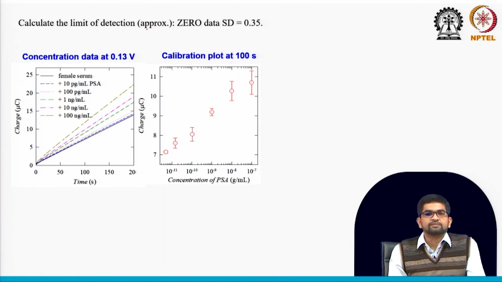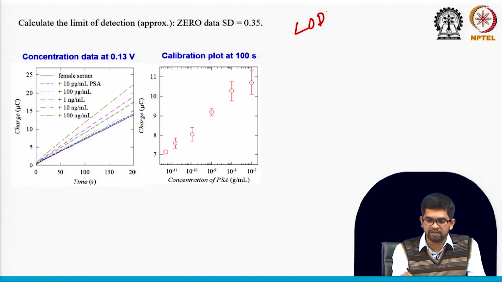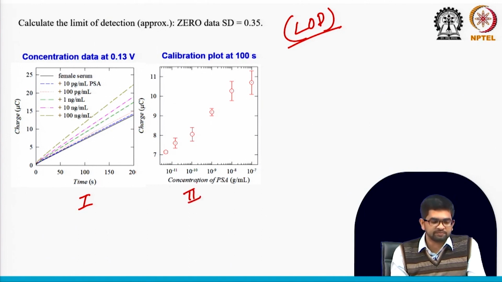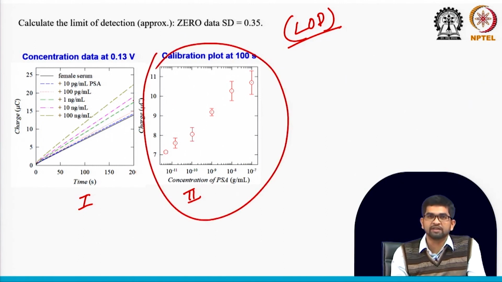Calculate the limit of detection. This kind of question may come. How can you calculate the limit of detection, LOD? I will provide these two images: one is the concentration data and the second is the calibration. Or sometimes I may ask without a calibration curve, where only the concentration curve is provided, so you have to prepare a calibration curve. You know how to prepare a calibration curve, right?